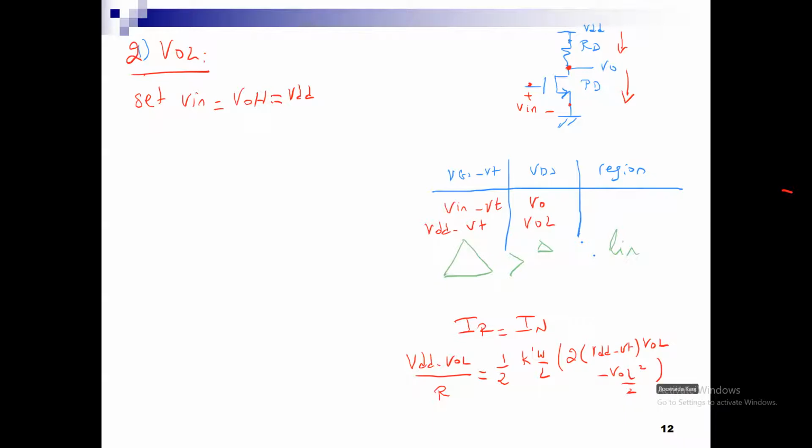Minus VOL squared, pardon me, half is outside here. Okay, minus VOL squared. In some scenarios, if we tell you we can ignore it, if VOL is very, very small, we can ignore the quadratic term.